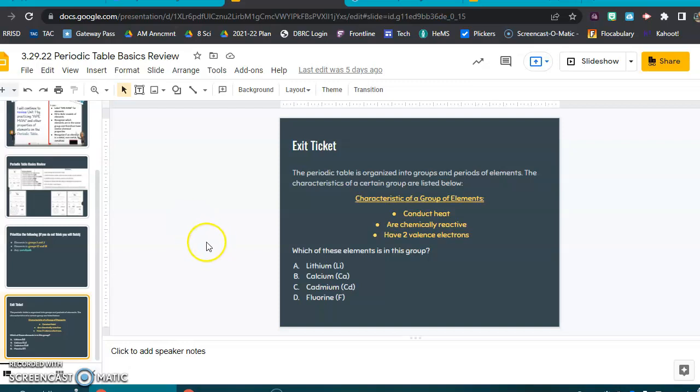So that would be, my friend, let's see, not lithium, because lithium is over. It would not be, let's see, we have calcium. Calcium could do that. That's in group 2. Cadmium is not, and fluorine is not a metal. So our best answer would be B.